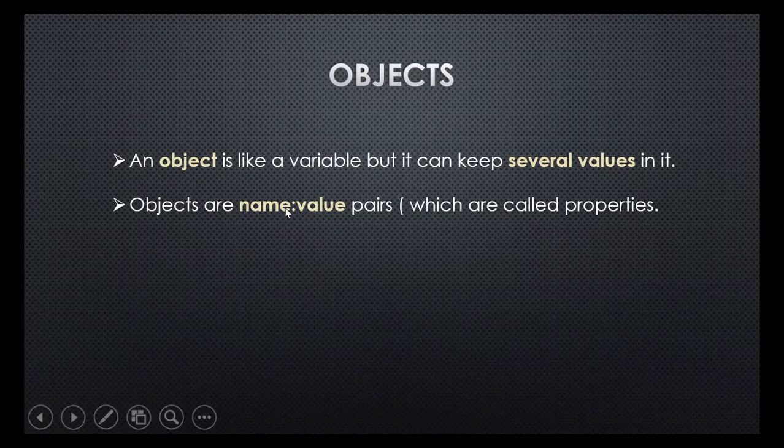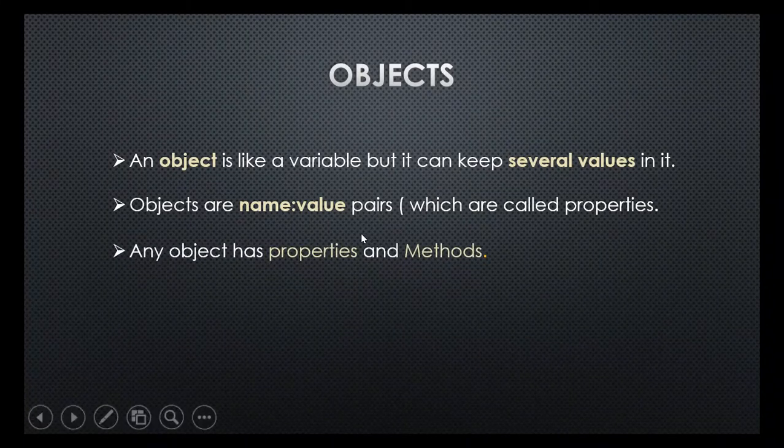Any value in an object is passed as name, colon, value. So it is a pair; we can pass pair values. They are called properties. Any object has properties, which are those I have previously mentioned: name, colon, value, and also methods. Methods are those actions which are done in JavaScript.